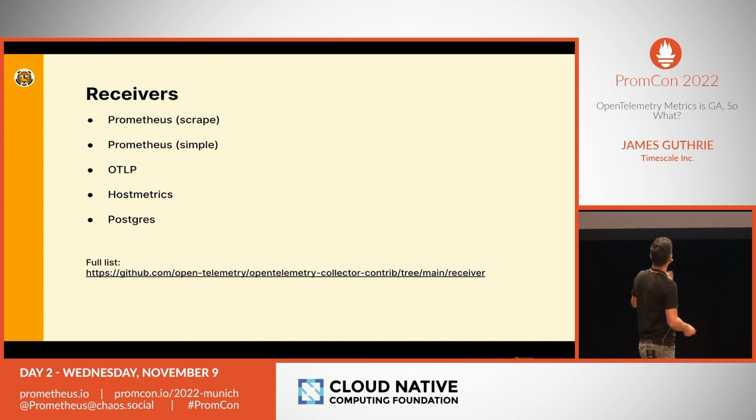So this host metrics receiver, for instance, is the same thing as the node exporter in the Prometheus world. It's a collector that will pick up metric data from the host that it's running on. And similarly for Postgres, you can have a receiver, which is basically connecting to a Postgres database and getting data out of it.